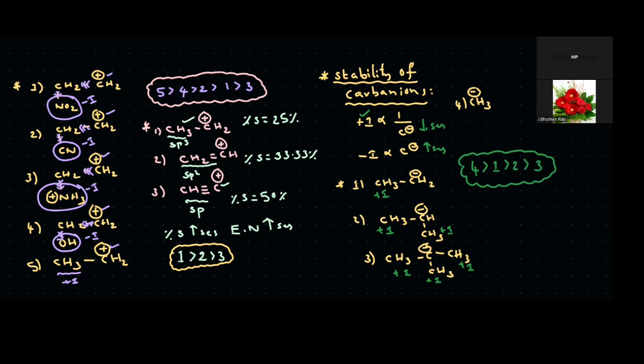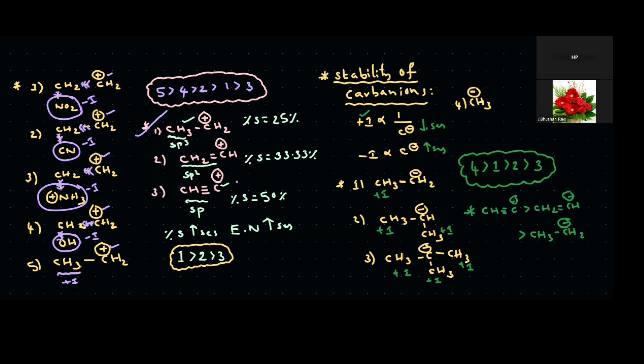Here percentage of S character means sp3, sp2, sp conditions. Now, if the percentage of S character increases, the sp related carbanion stability is very high. So CH triple bond C minus is greater than CH2 double bond CH minus, which is greater than CH3CH2 minus. So this is another case we can say directly. Just now we discussed the same compounds here. This case, same here, it is reverse.